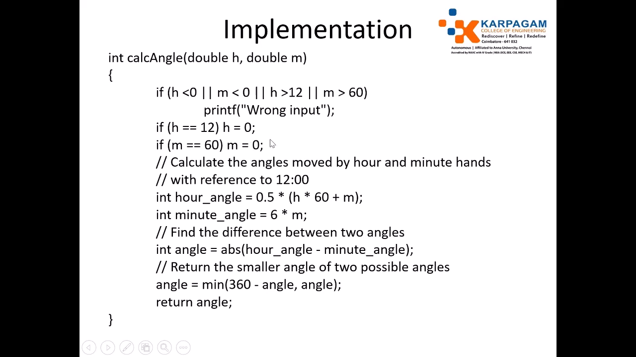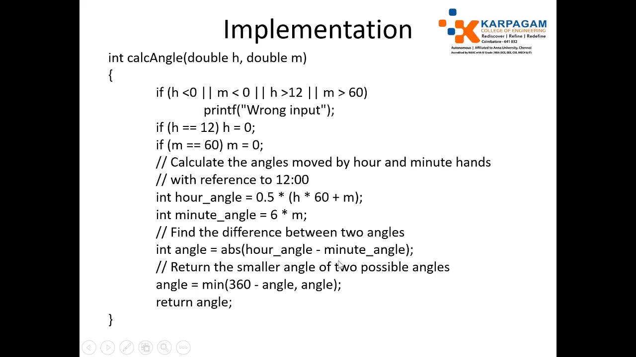Next, for calculating the hour angle, use the formula 0.5 into 60 times h plus m. For the minute angle, just use 6 into m. I already told you, it is how far each hand travels per minute. The angle formed by the minute and hour hands is identified by using the absolute difference between the hour angle and the minute angle.